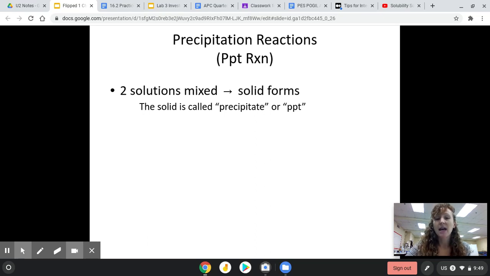So remember, anything you're going to label as aqueous would be a soluble salt, along with strong acids and strong bases. Anything you would list as a solid is going to be an insoluble salt, and also usually the slightly soluble salts will get listed as solids also.